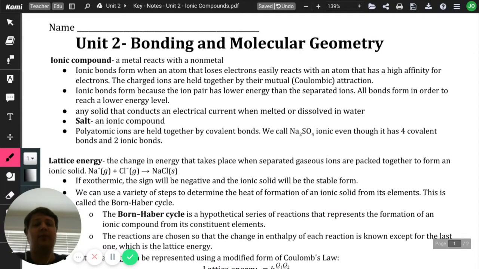Basically, what happens is that metals or cations tend to lose electrons easily, and they lose them to an atom that has a high affinity for those electrons, so electron affinity, right? And then that charge is what holds them together.